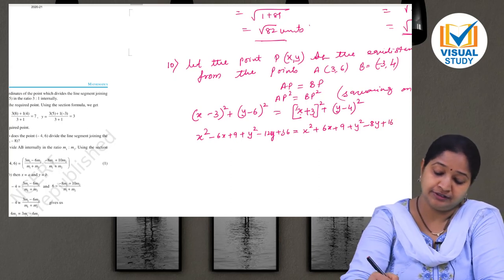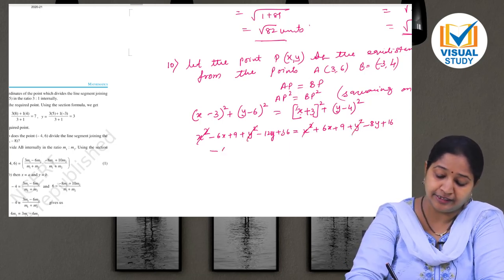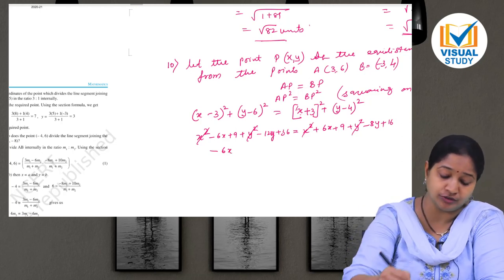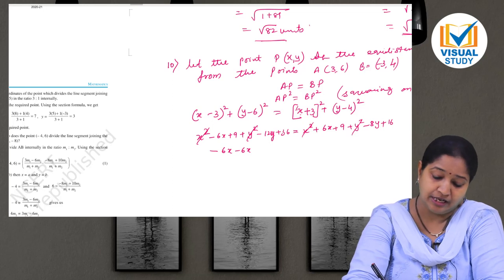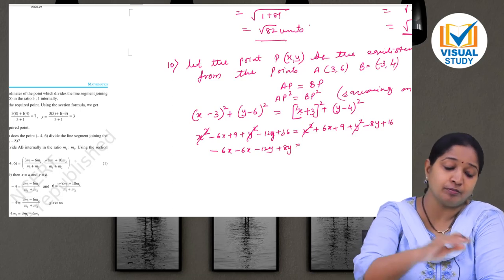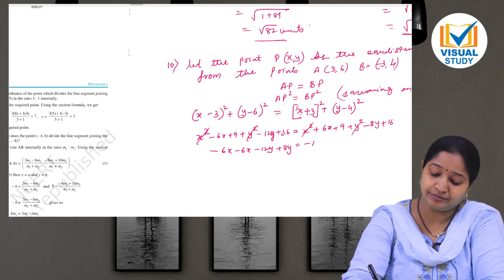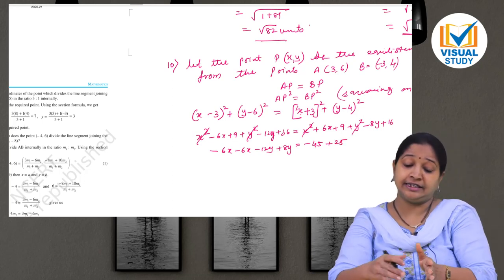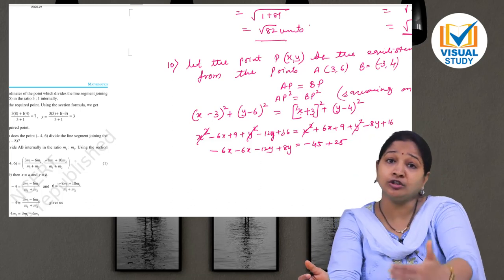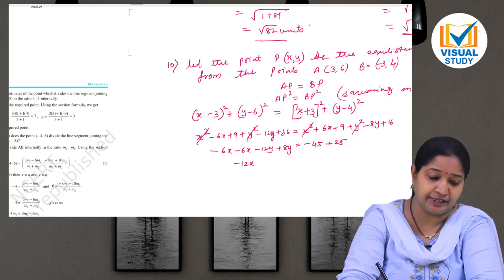Just see, x square will get cancelled, y square and y square will get cancelled. What is remaining? That is minus 6x. I'll shift this 6x to this side, that comes to minus 6x minus 6x, and what was remaining here: minus 12y, and this is 8y. And all the numbers I'll shift to that side. That is 9 plus 36, I get 45, that is minus 45, and 9 plus 16 I get 25. Listen again: I have shifted all the numbers to that side and all the x and y to the left hand side. So I got minus 12x, minus 12 minus 8 I have got minus 4y, equal to minus 20.